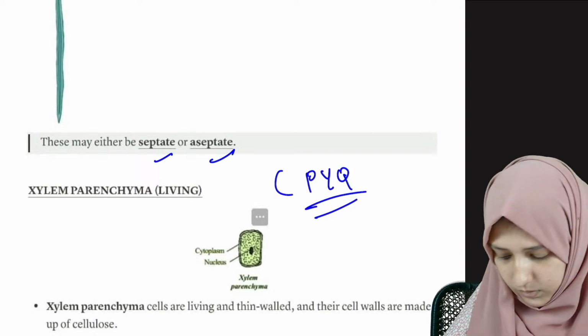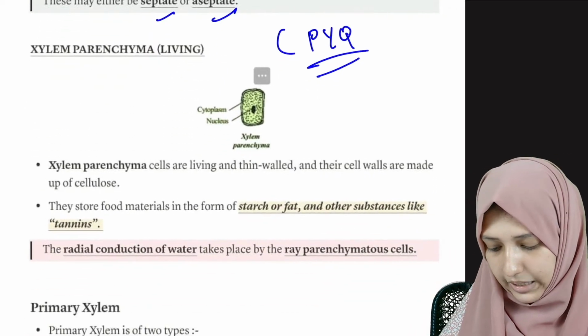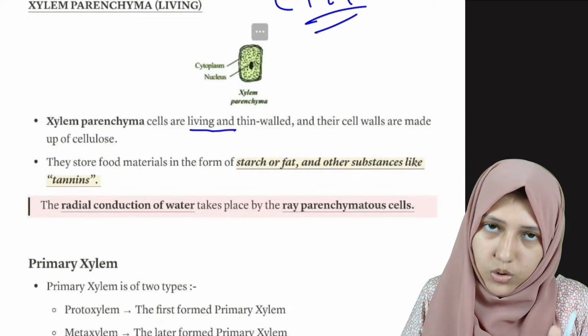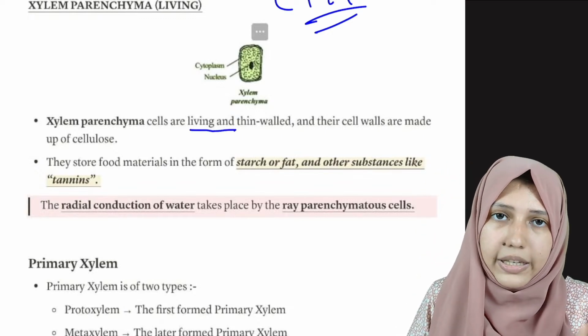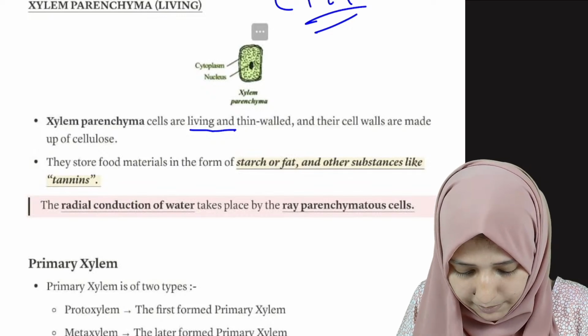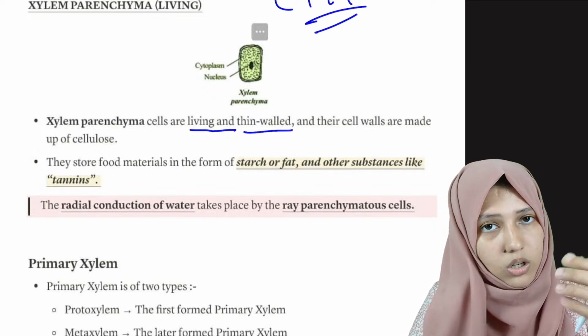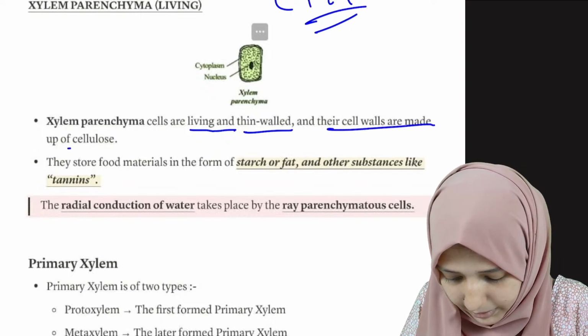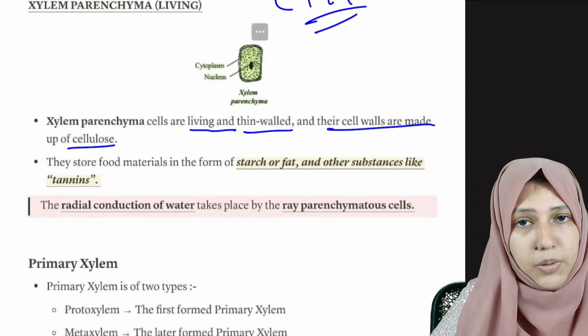Clear? Okay. Now xylem parenchyma. Xylem parenchyma cells are living. So these are the only living cells in xylem elements, and they are thin walled. All the others were thick walled. This is thin walled, and their cell walls are made up of cellulose.